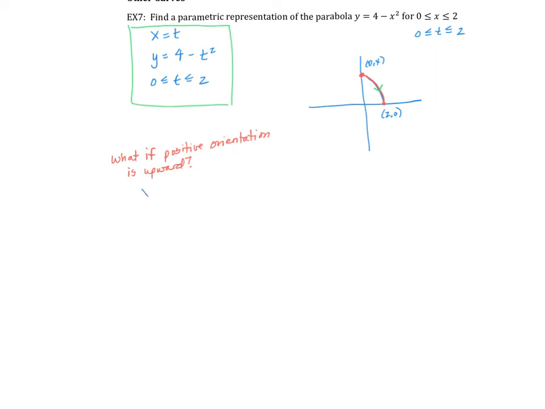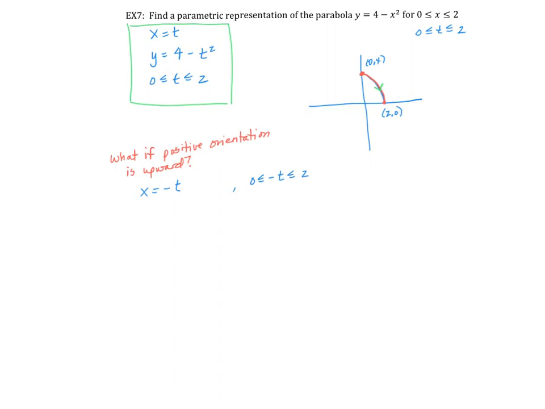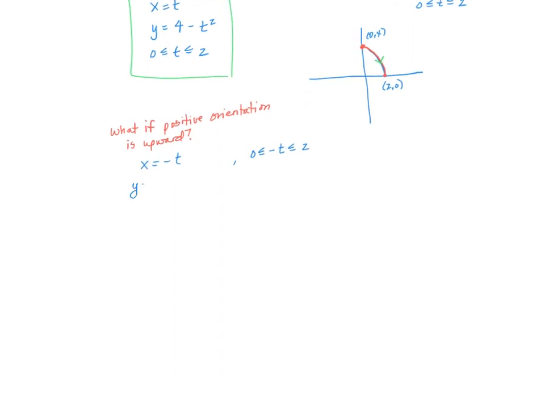So let me change this to x is equal to negative t. Well, that would also mean that in my inequality, I would replace the t with a negative t as well. So I'd have 0 less than or equal to negative t less than or equal to 2. But if x is equal to negative t, then y is equal to 4 minus negative t squared, which is still going to be t squared. So y is equal to 4 minus t squared. That hasn't changed.